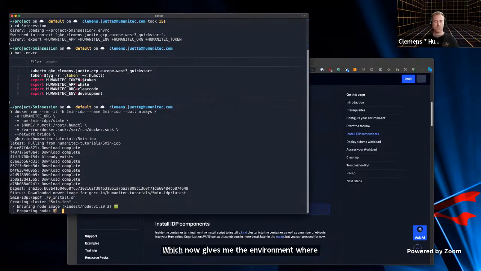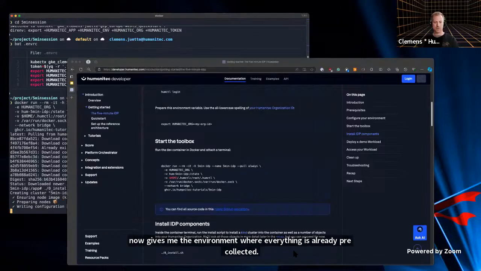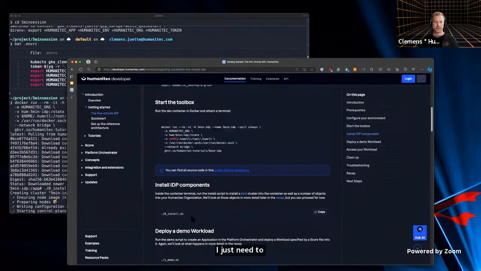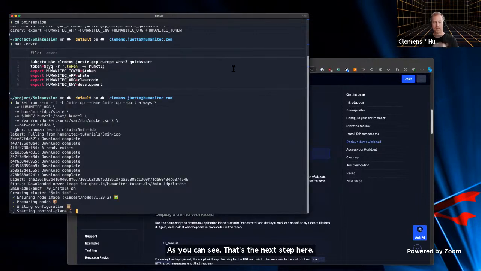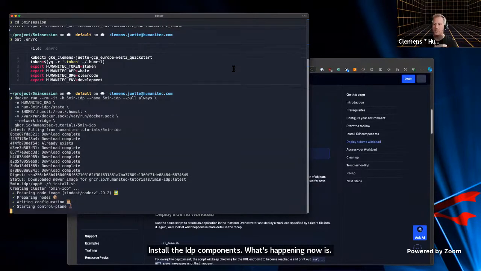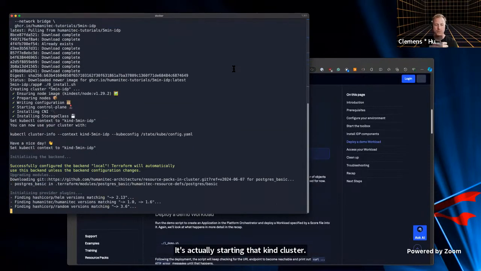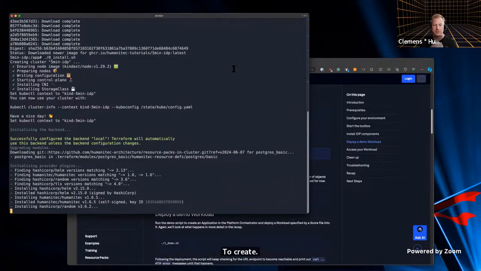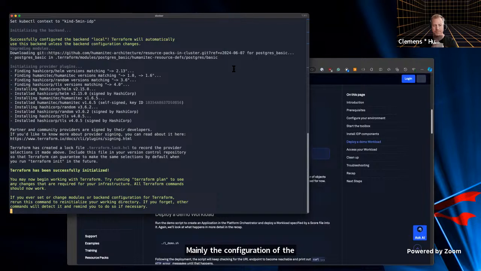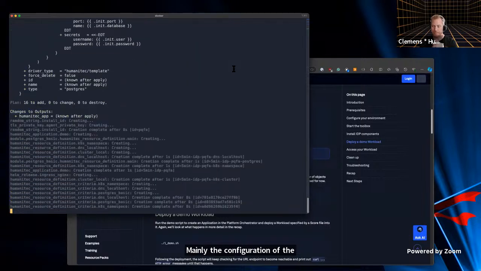I just need to execute this install script. As you can see, that's the next step here. Install the IDP components. And what's happening now is it's actually starting that kind cluster, and then it's running Terraform to create mainly the configuration of the orchestrator on top of my own tenant.